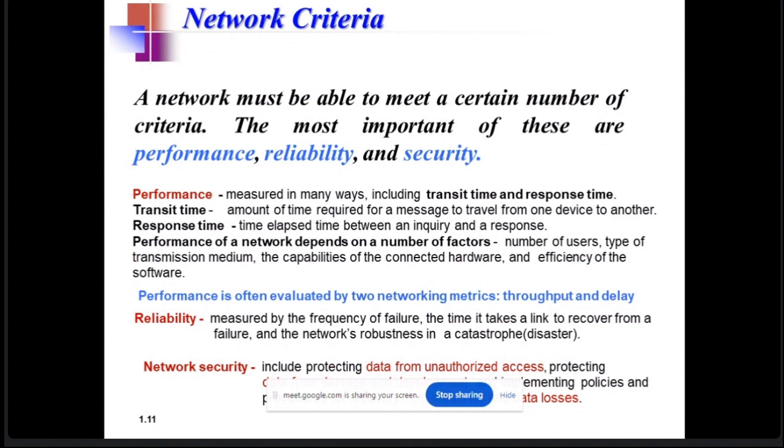Second one is reliability. In addition to the accuracy of delivery, network reliability is the frequency of failure, which is measured as reliable time. The time it takes to recover from a failure is called network robustness.